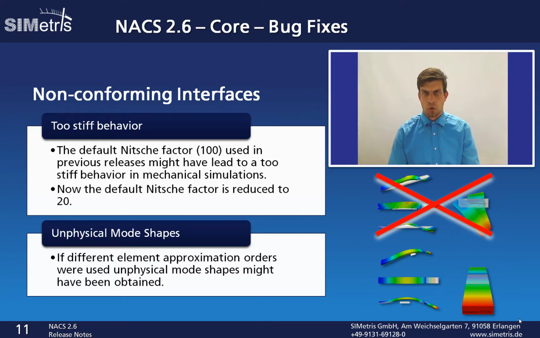in the modal analysis that also occur in the harmonic analysis and of course also the transient analysis. We have fixed that, and now we are using a higher approximation order for both sides, and then we arrive at the simulation result that can be seen on the lower right side, and this of course matches reality perfectly.